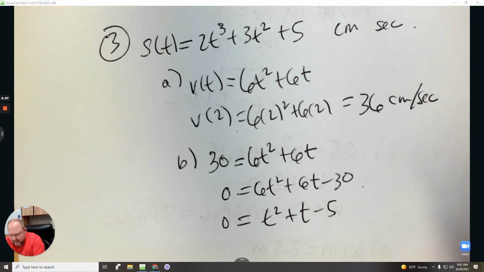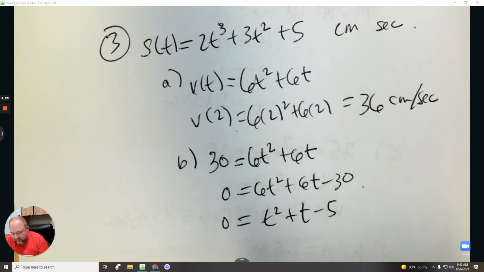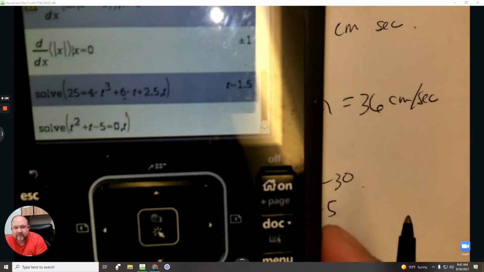Oh, it's not factorable. I thought it was going to be factorable. You need a calculator. So let's do it with our calculator. Take out your calculator, press menu, press algebra, and solve. And then we're going to type it in. I'll use t: t squared plus t, subtract 5, equals 0, comma t. So this is what it looks like when I type it in.